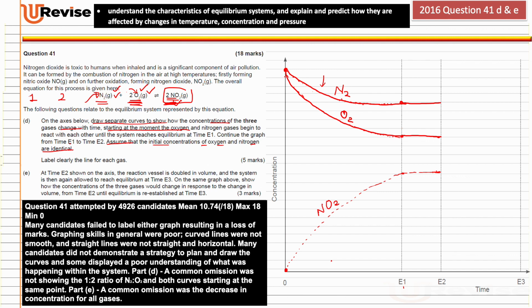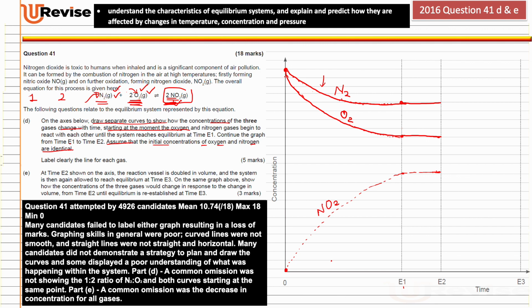Part E goes on to say, at time E2, the reaction vessel is doubled in volume, and the system is then again allowed to reach equilibrium at time E3. And on the same graph above, which we'll know is on the left because I've rearranged this for the screen, show how the concentration of the three gases would change in response to the change in volume, from time E2 until equilibrium is reached at time E3.